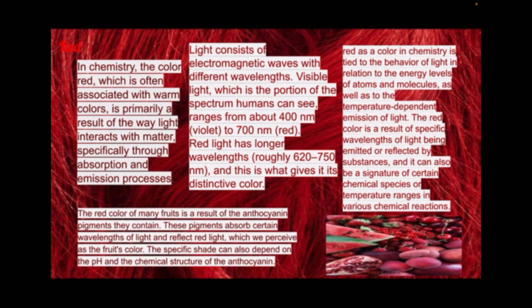These are all red fruits. And fun fact, the color red of many red fruits is a result of anthocyanin pigments they contain. These pigments absorb certain wavelengths of light and reflect red light, which is perceived as fruit color. The specific shade can also depend on the pH and the chemical structure of the anthocyanin.